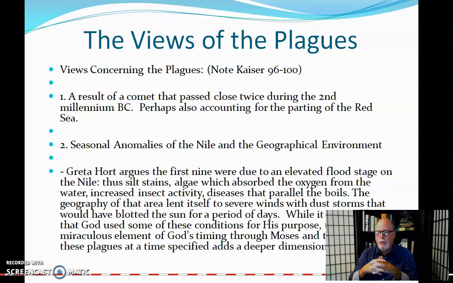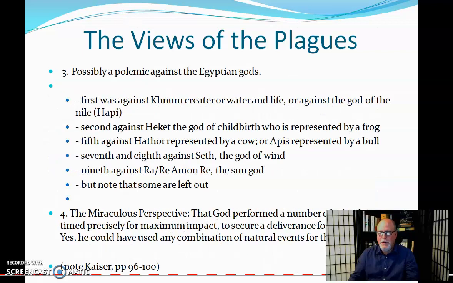Second, seasonal anomalies of the Nile and the geographical environment. There certainly is some validity to understanding the seasonal variations of things that would happen with the Nile. So Greta Hort argues that the first nine plagues were due to an elevated flood stage, thus resulting in silt stains, algae, the oxidization being decreased in the water, increased insect activity, diseases, and so forth. But with all of these, ultimately one of the questions is the timing. How does the Lord do it exactly when he says he's going to do it?